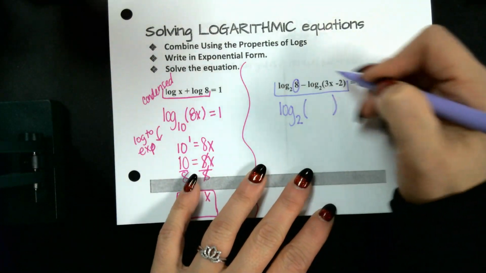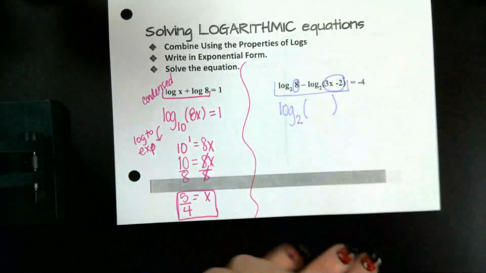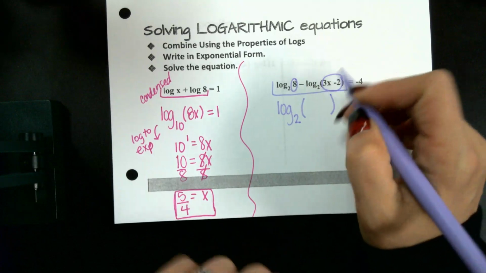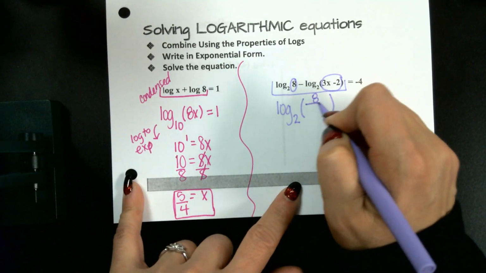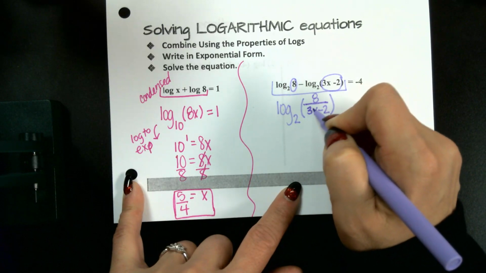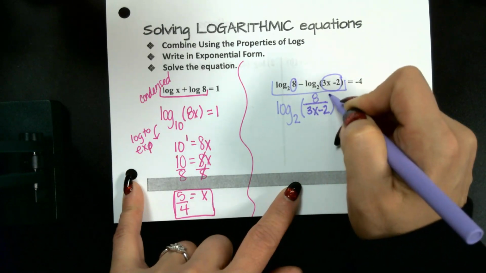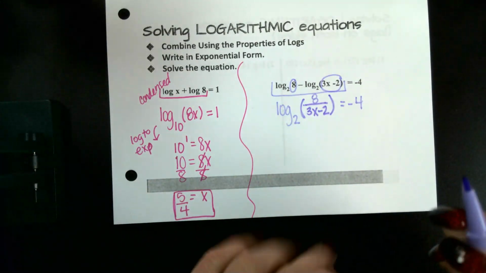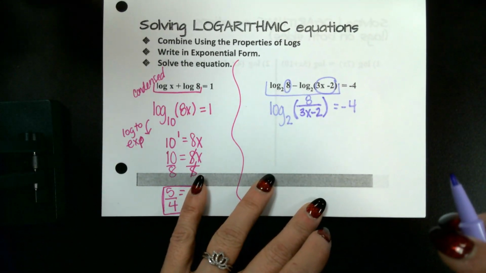What am I going to do with the 8 and the 3x minus 2 since there's a minus sign between them? Yep, it's going to be a division problem. So the 8 goes on top, 3x minus 2 goes on the bottom. Now we do nothing with the right side yet, so you just put equals -4.